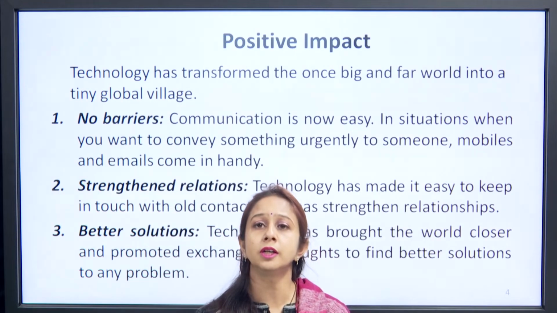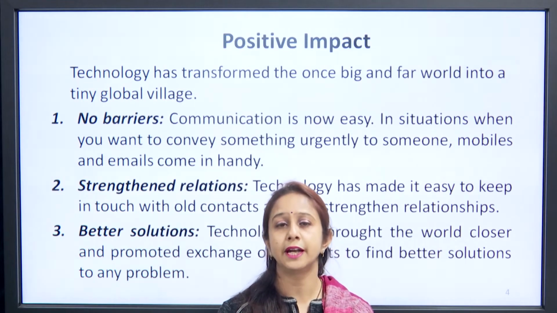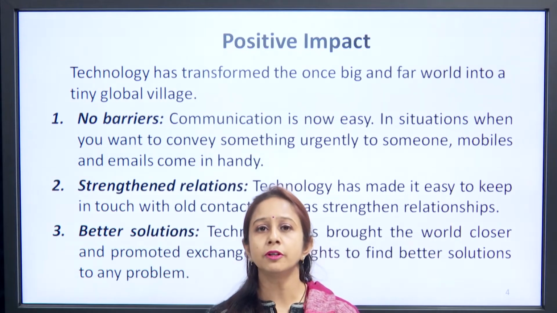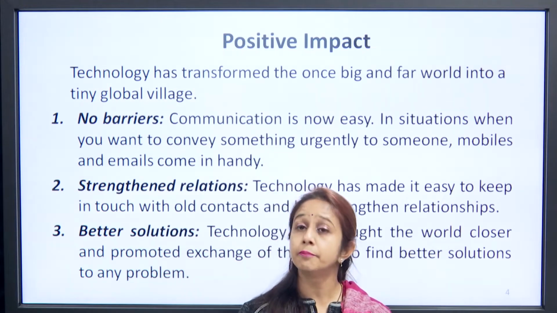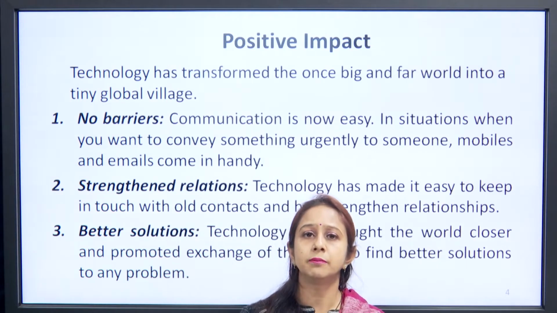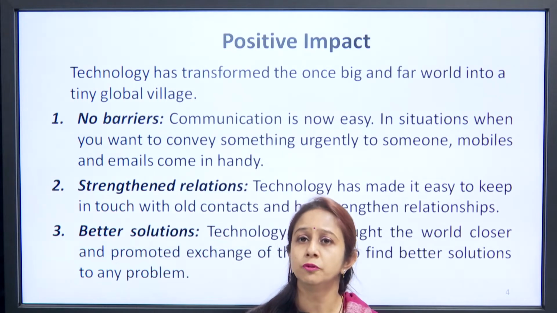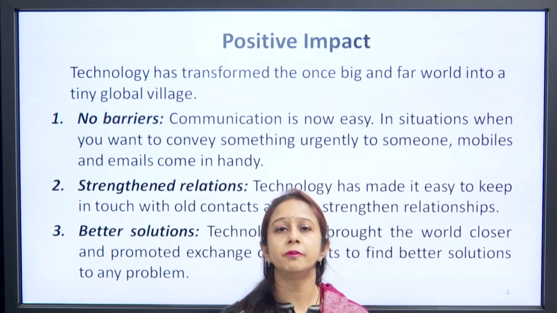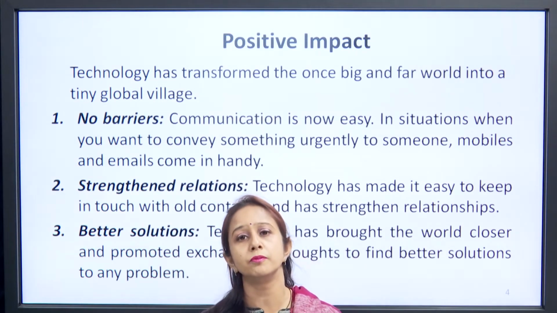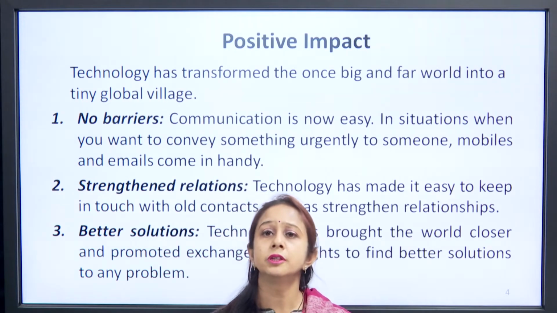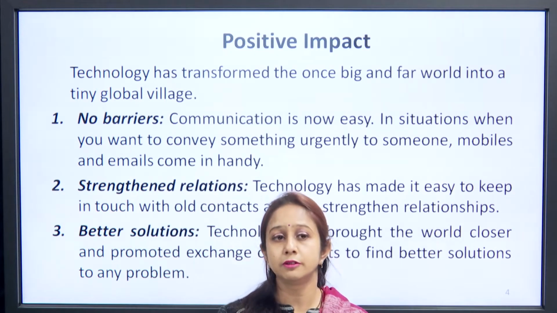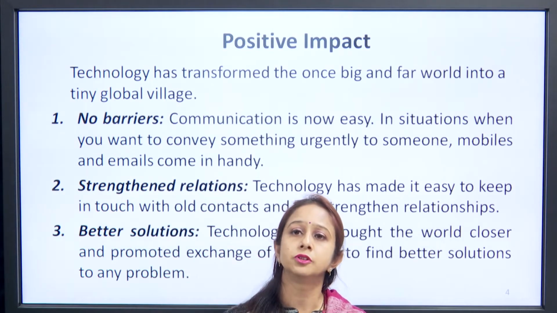When we talk about the positive aspects of technology, first of all, no barriers. Technology builds a bridge between two people, the sender as well as the receiver. All kinds of barriers can be overcome when we communicate with the help of different technologies. Communication becomes easier, time saving, and faster when we conduct it through technology.